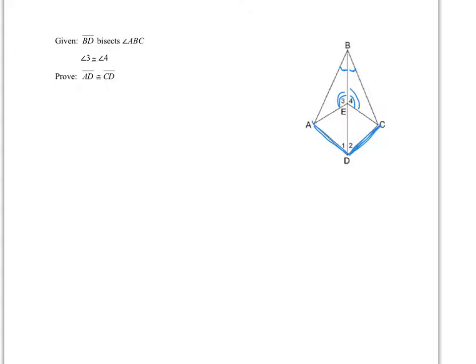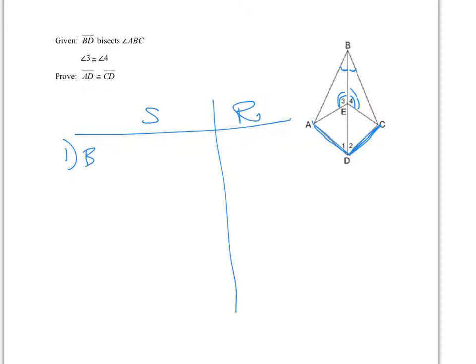So let's take a look at this. As we said, we're going to prove AEB and CEB congruent first in order to get to what we need. So BD bisects ABC. Again, I'm going to not write all the reasons just to save some time here and make this video not be too ridiculously long.